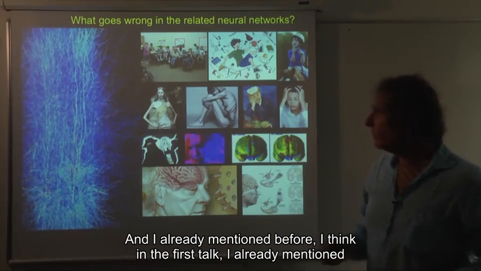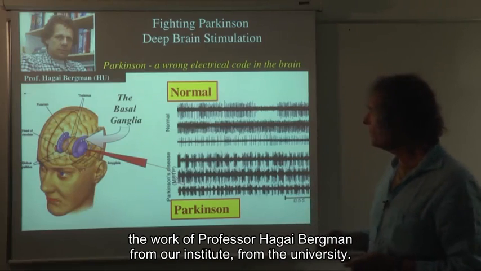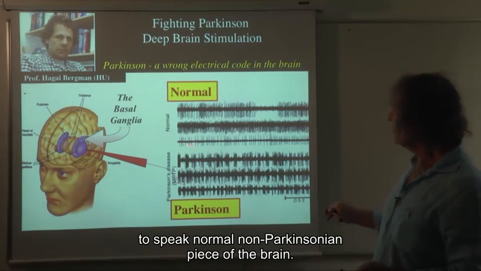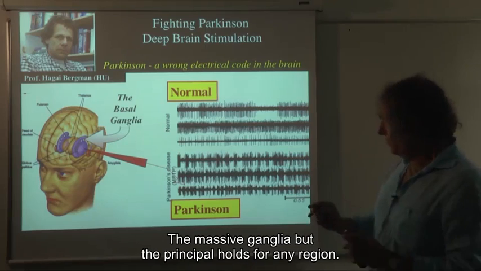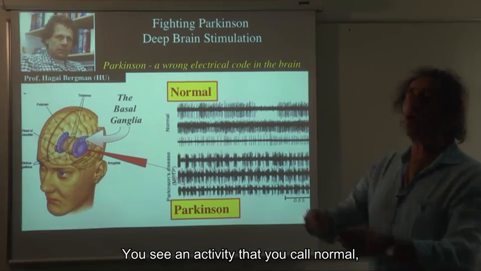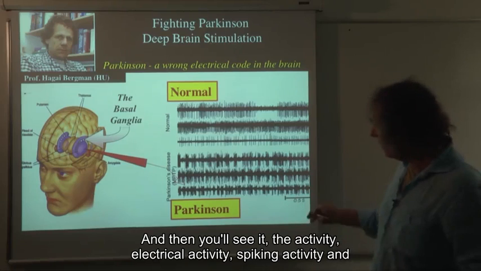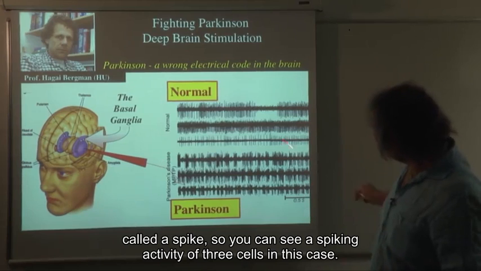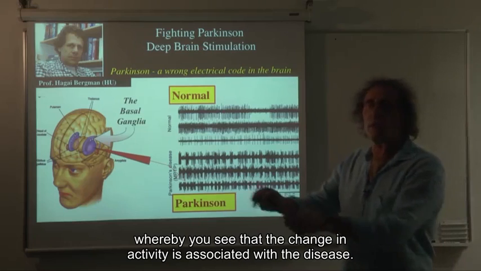And I already mentioned before, I think in the first talk, the work of Professor Hagai Bergman from our institute, from the Hebrew University, who is working on a particular region of the brain. I already showed you the activity of a, so to speak, normal, non-Parkinsonian piece of brain. In this case, it's not the cortex, it's recorded from deeper brain regions, the basal ganglia. But the principle holds for any region. You see an activity that you call normal, that is not associated with Parkinson's in this case, and then you see an electrical, spiking activity, and now you know that each one of these blips is called a spike. So you can see the spiking activity of 3 cells in this case recorded simultaneously, whereby you see that the change in activity is associated with a disease.